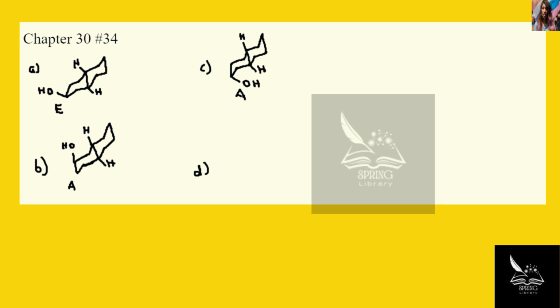So we can start by drawing the chairs. So there are our chairs. Here are our axial hydrogens.